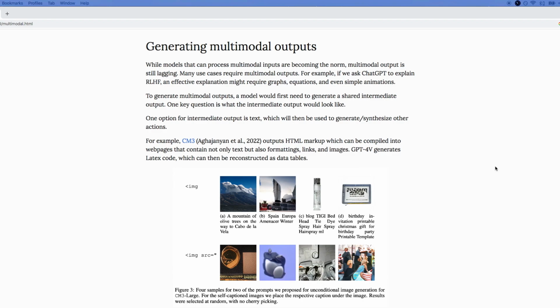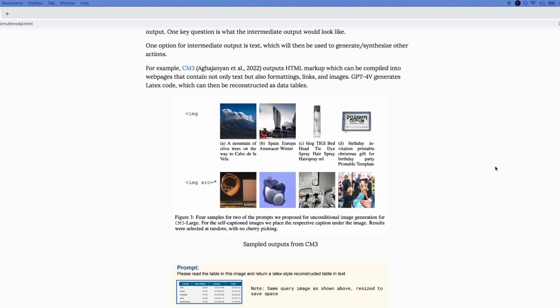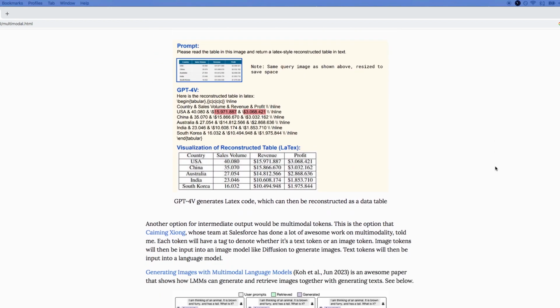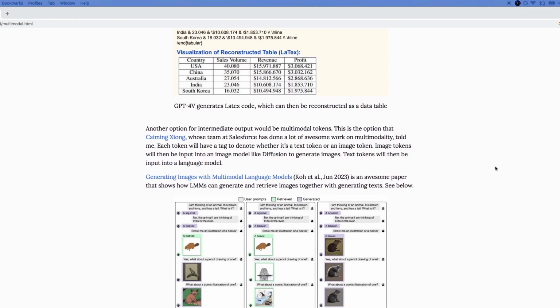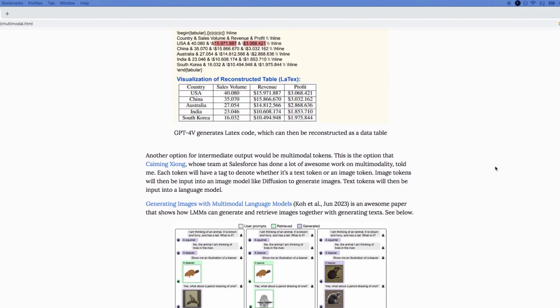To generate multimodal outputs, a model would first need to generate a shared intermediate output. One key question is what the intermediate output would look like. One option for intermediate output is text, which will then be used to generate or synthesize other modalities. For example, CM3, Aghajanyan et al., 2022, outputs HTML markup which can be compiled into web pages that contain not only text but also formatting, links, and images. GPT-4V generates LaTeX code, which can then be reconstructed as data tables. Sampled outputs from CM3.